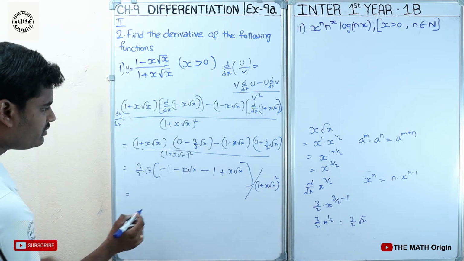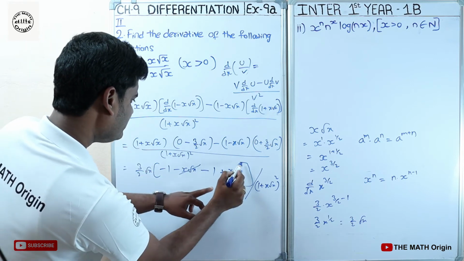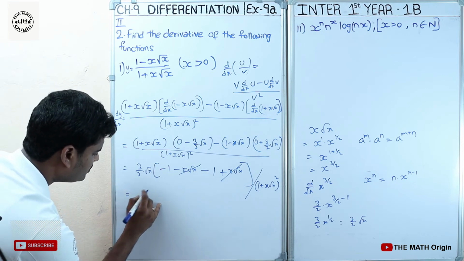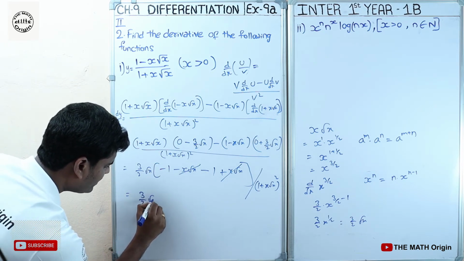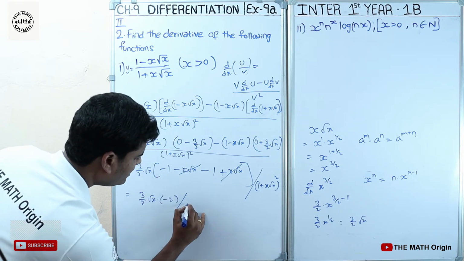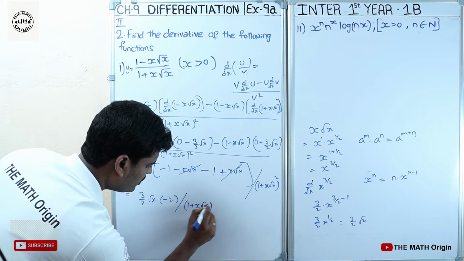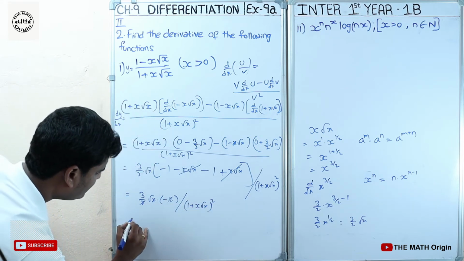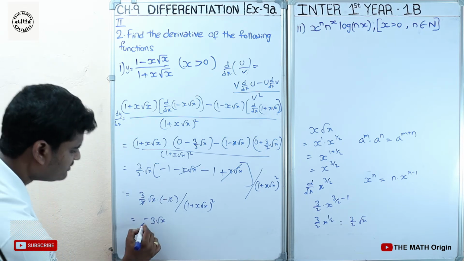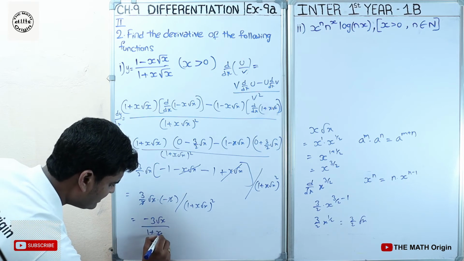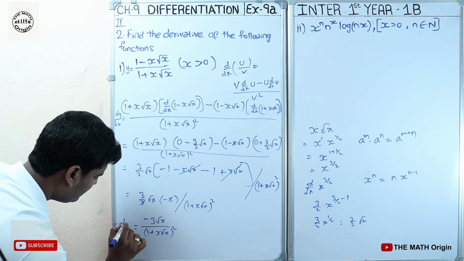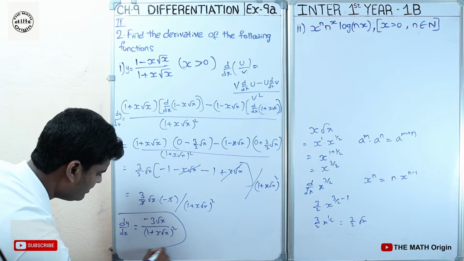ఓకే, ఇక్కడ ఇప్పుడు minus x root x plus x root x cancel, minus minus, so minus 1 into minus 1 is minus 2. So ఇక్కడ మనకు 3 by 2 root x into minus 2 whole divided by 1 plus x root x whole square. So ఇక్కడ 2 cancel అయిపోయింది. So therefore minus 3 root x divided by 1 plus x root x whole square is the dy by dx, is the derivative of the given function.